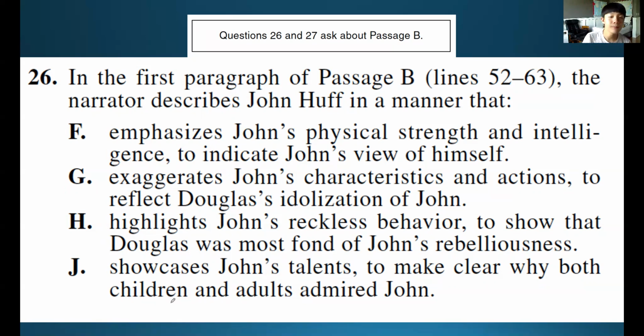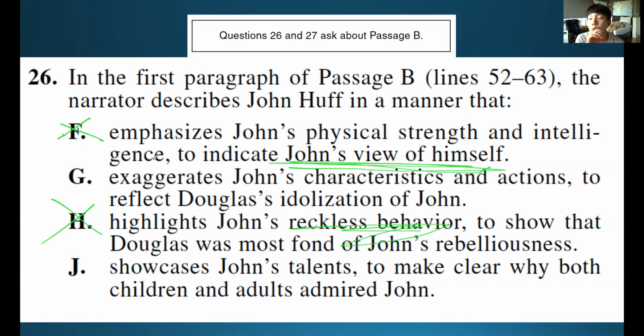So right now, we can go ahead and rule out H, because reckless behavior is not what he's saying, right? We can rule out H. But these other three kind of all work. The next one that doesn't work is obviously F, because F says, to indicate John's view of himself. We're not looking at John's view of himself. We're looking at the author's view of John, or the narrator's view of John. That's the next one we can rule out.